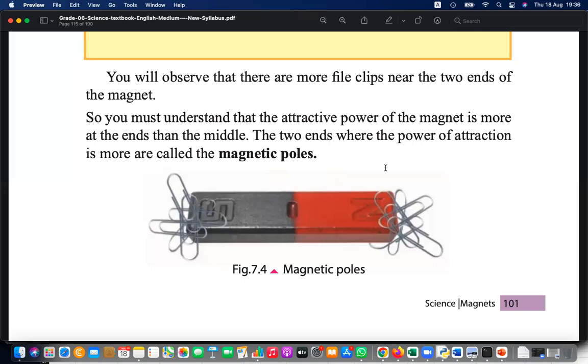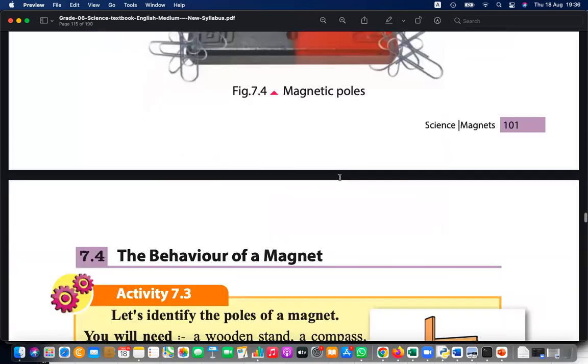North and south will attract, north and north will repel. Then what about south and south? They can't attract. That means similar poles will not attract. So different poles will attract. So that is another property of a magnet.